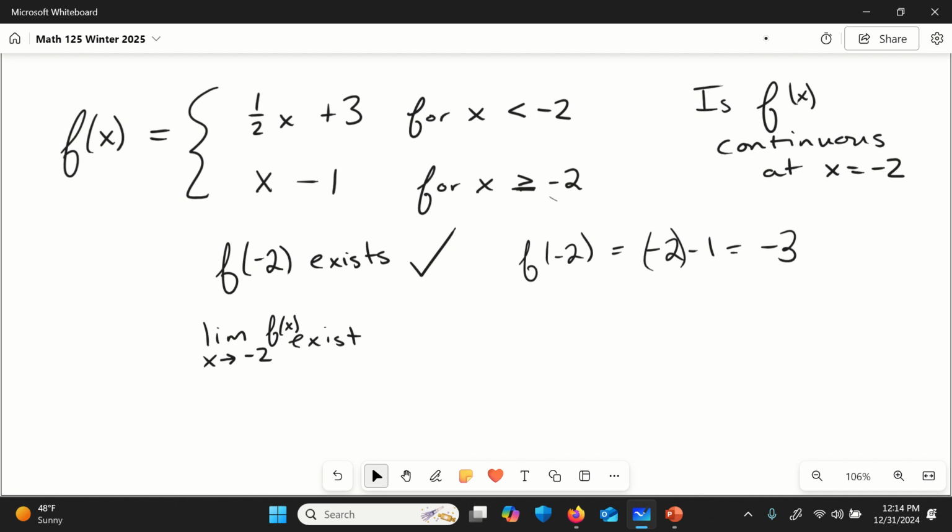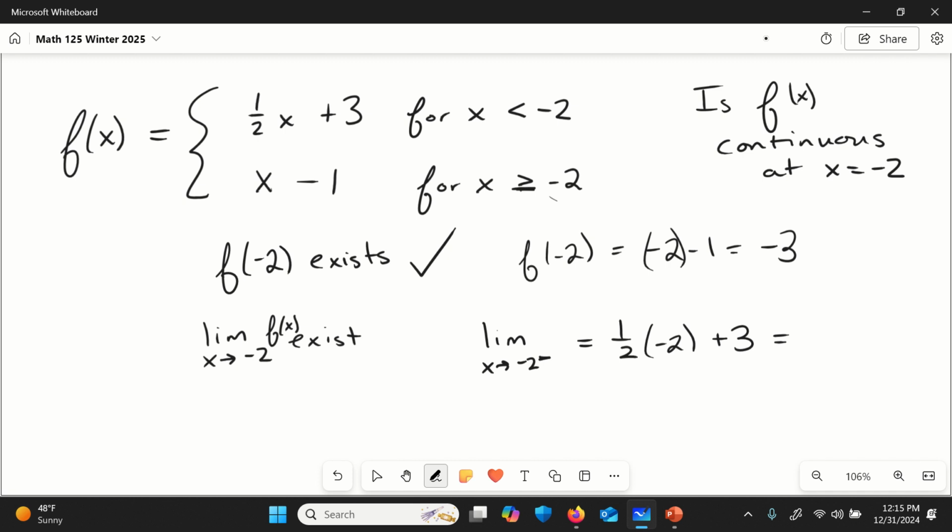That's a slightly more complicated question, and if we're not using a graph, the way we would tell is to evaluate the limit from the left and the limit from the right. So the limit as x goes to -2 from the left would be values smaller than -2. That will follow this top rule. So that's going to be 1/2 x plus 3, where we can substitute in the value -2 to that polynomial.